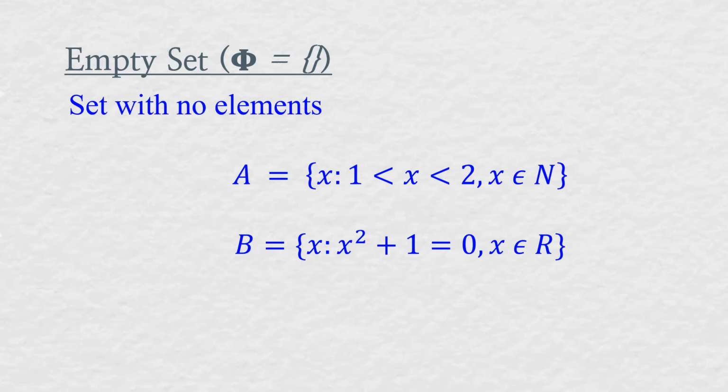In the second example also, B is a set of element x satisfying the relation x squared plus 1 equal to 0 and x is a real number. Since there are no real numbers satisfying the relation x squared plus 1 equal to 0, B is also an empty set.